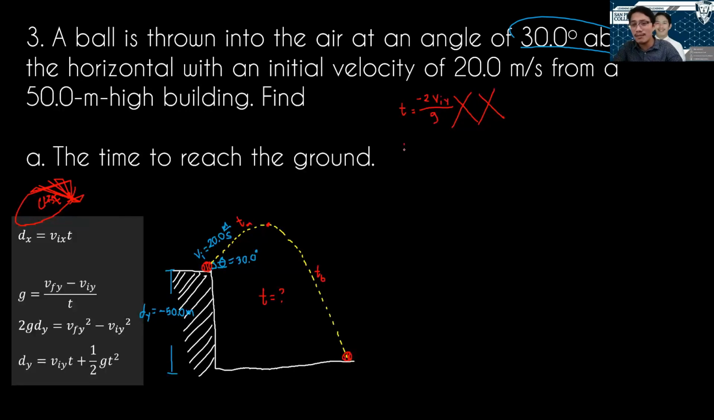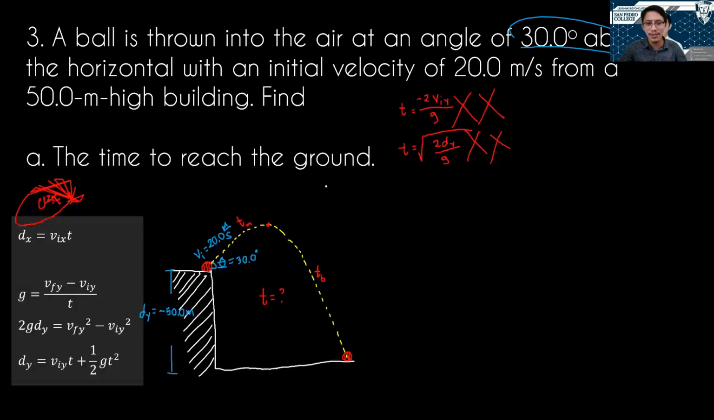Hindi din natin pwedeng gamitin yung equation for time na time is equal to square root of 2 dy over g. Kasi nga, this is not case number 2. Case number 3 ito. Ito, gagamitin mo sa case number 2, yung horizontal. Follow? So, hindi pwede ito. So, another equation yung gagamitin natin.